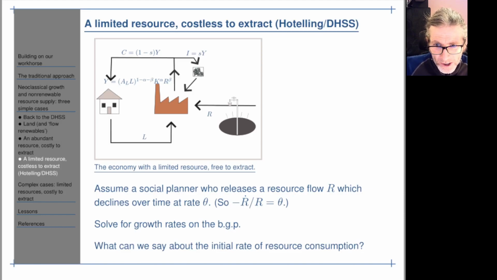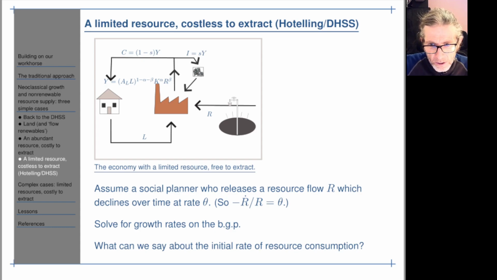Okie doke. So the third case, which is the oil, at least the oil the way that Golosov et al. modeled it, right? If you remember, they modeled it as free to extract, just like in DHSS. So this is basically the DHSS case, but instead of zero technological progress and zero depreciation of capital, we're assuming depreciation of capital and positive technological progress. And we're endogenizing the saving rate S to make things easier.